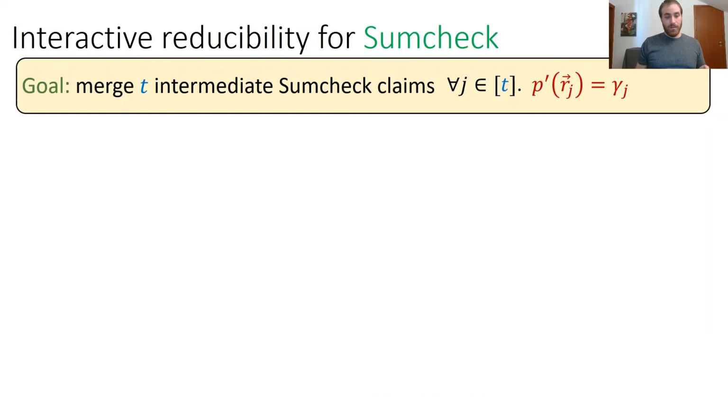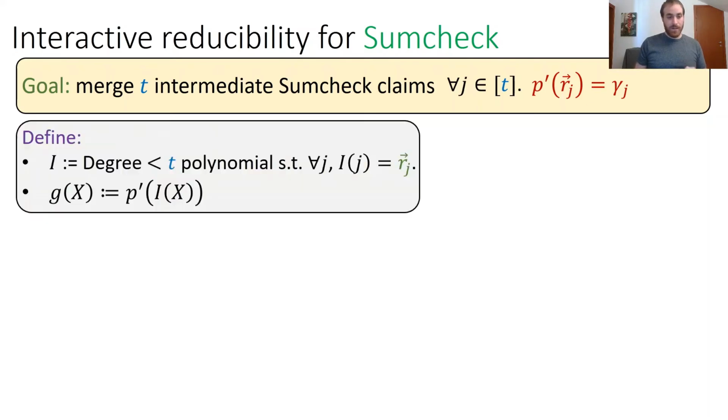So now our goal is to take t intermediate Sumcheck claims and merge them together. Each claim is of the form p prime of r sub j is equal to gamma sub j. We'll first define two polynomials. The first polynomial, I, is a selection polynomial such that I of j is equal to r sub j for every j. And we can construct such a polynomial of degree at most t. Remember, t is the number of intermediate Sumcheck claims.